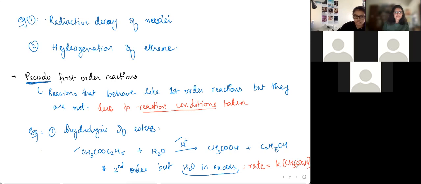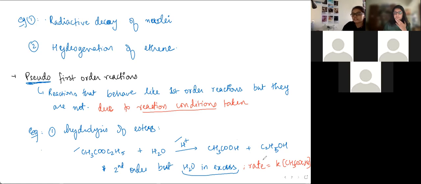Similarly, there's a second example. Once you're done noting this down, I'll put it on the next page. Yes, ma'am, done.